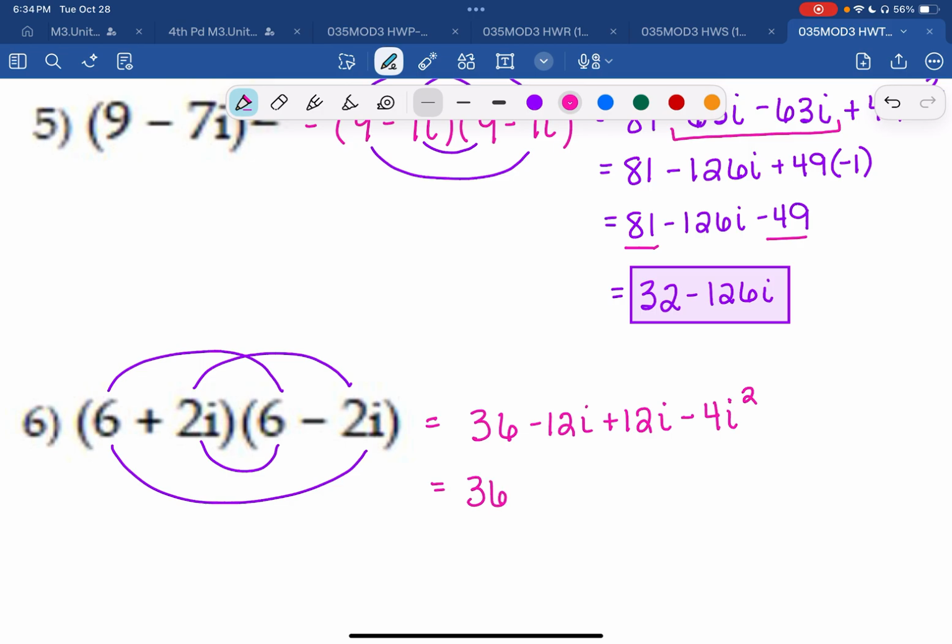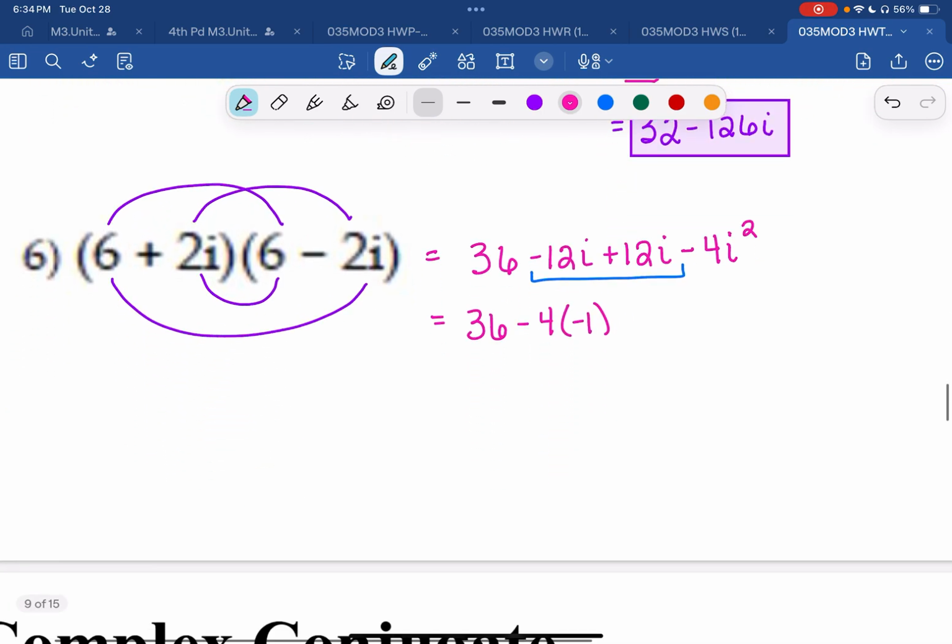So 36, can combine these. I've got negative 12i plus 12i, so that's going to give me 0. It goes away. Then I've got minus 4 i squared. i squared is negative 1. So if I combine those, I've got 36. Negative 4 times negative 1 becomes plus 4. And so my final answer is 40.